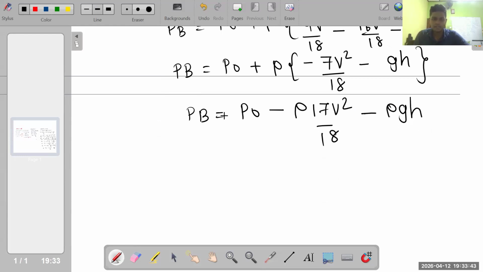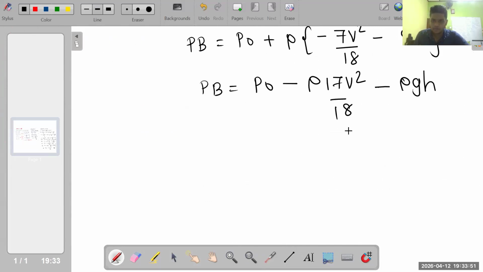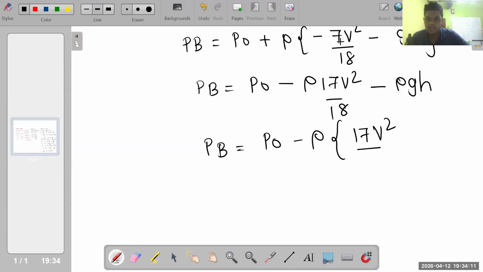So rather than keeping a complex part, let's see how they have taken it in the question. In the question they have taken the rho part out, so let's do it like that. If we take the rho part out, it will look like PB equals P naught minus rho, or 17 V square, sorry, not 17, here it's 7. It's my mistake because while writing it, there was a small mistake. Thank God, without making a huge mistake. 7V square over 18 minus rho g h.